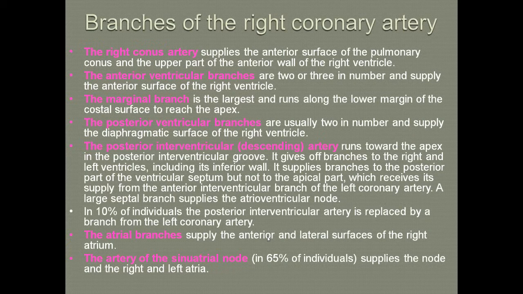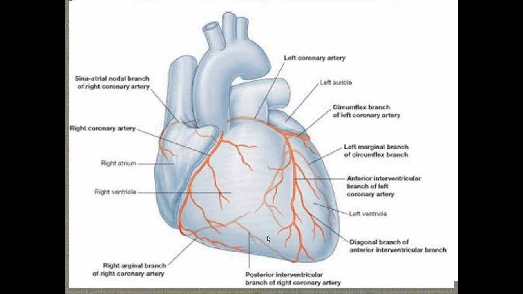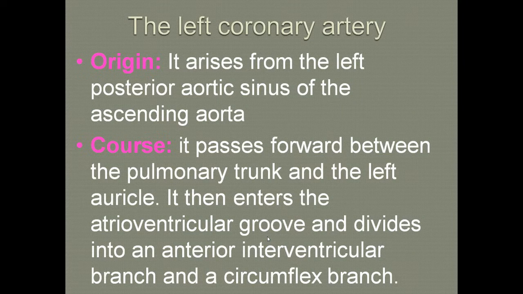A large septal branch supplies the atrioventricular node. In 10% of the individuals, the posterior interventricular artery is replaced by a branch from the left coronary artery. The atrial branches supply the anterior and lateral surface of the right atrium. The artery of the sinuatrial node supplies the node and the right and left atrium. So these are the branches of the right coronary artery.